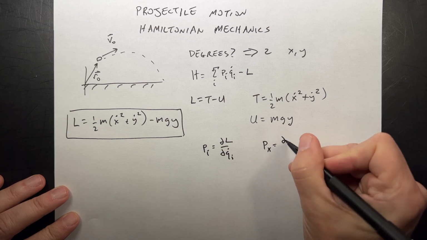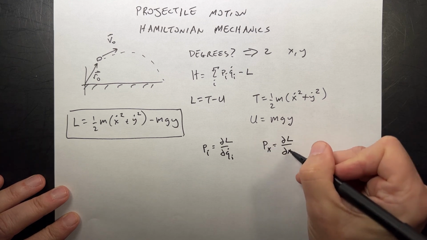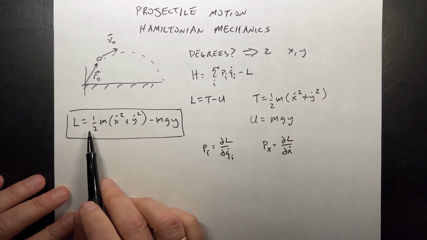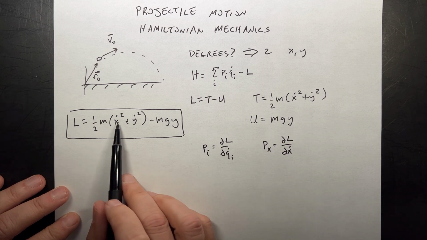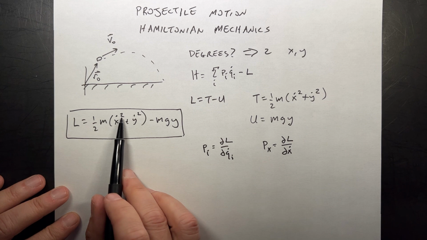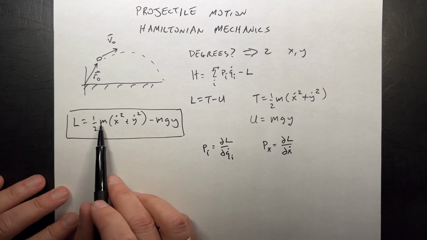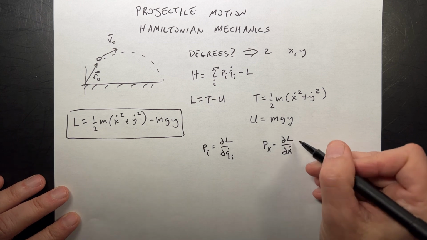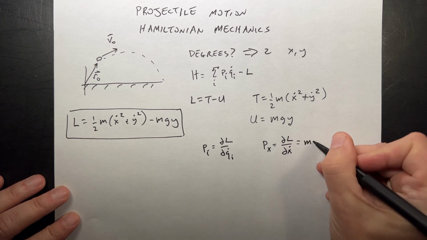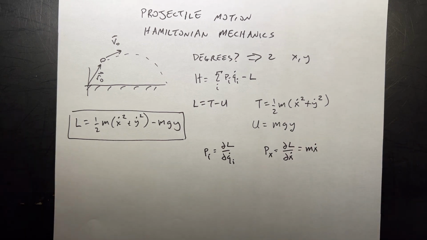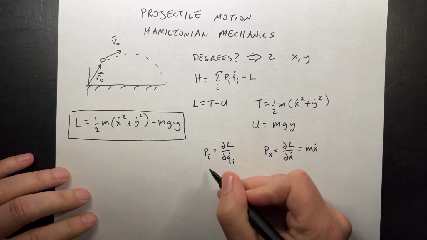It's going to be the partial of L with respect to x dot. If I look at my Lagrangian, I have only one x dot: 1/2 m x dot squared. If I take the partial with respect to x dot, I get 2 times 1/2 m x dot, which is m x dot. And you're like, whoa, that's really surprising, because that's mass times velocity in the x direction. What a surprise. No, it's not a surprise. It's called practice, and that's fine.